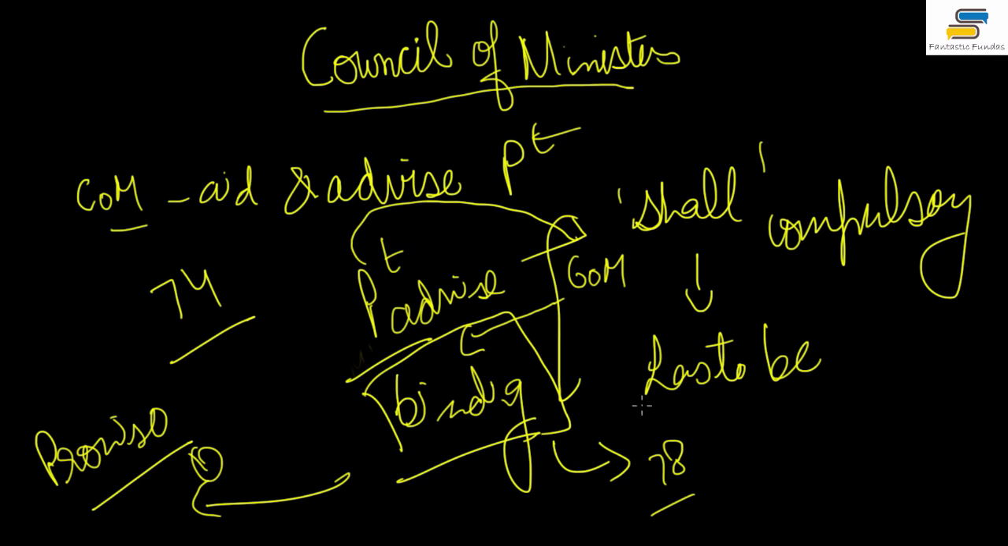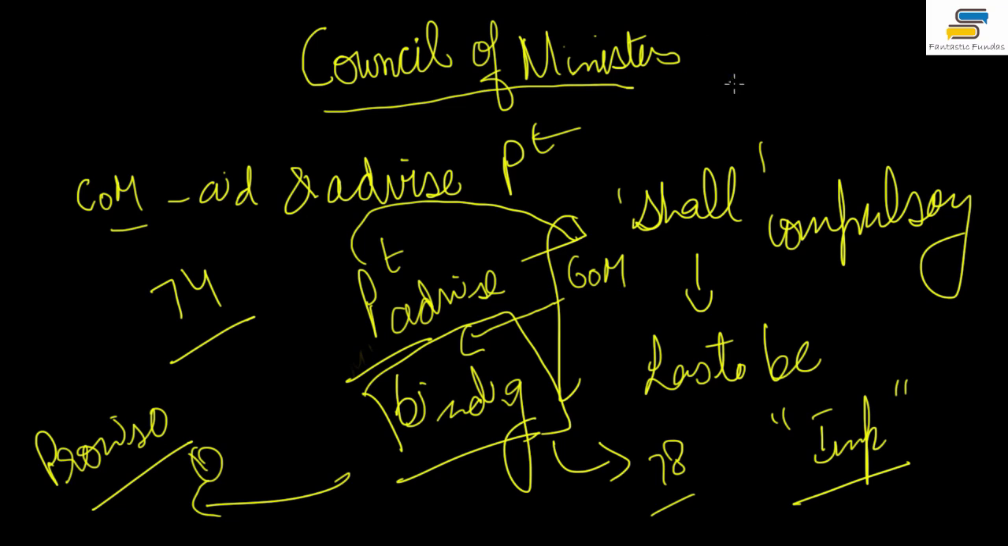So suppose there is a caretaker government, then a caretaker government can only take important policy decisions, right? But what are important policy decisions? What is an important policy decision? This is also decided by the President. So there are so many things which are at the discretionary power of the President, and they obviously are not covered under this clause.